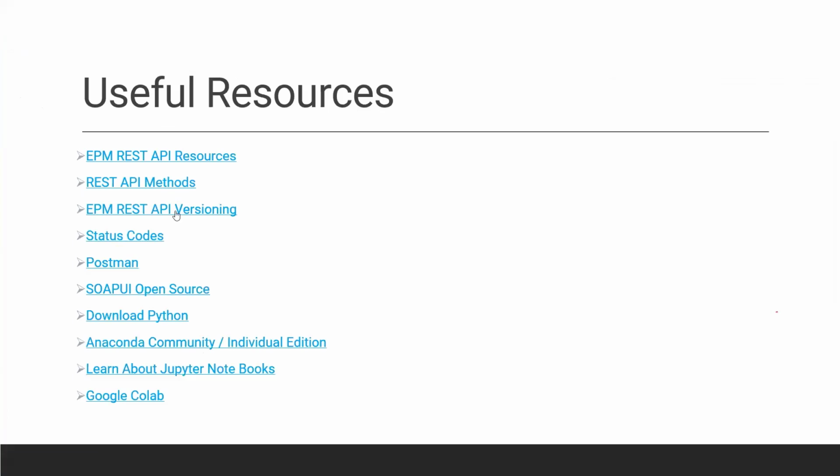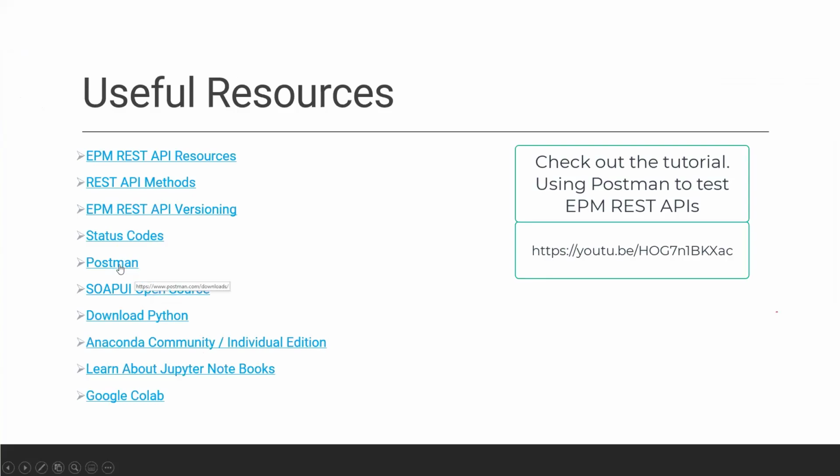These are all of the useful resources that I have included. The different methods, versioning related documentation, the different status codes. You can use Postman and SOAP UI for testing purposes. If you want to invoke a REST API and see how it works, you can use Postman and SOAP UI. Both are open source. You can install it and use it for learning purposes.